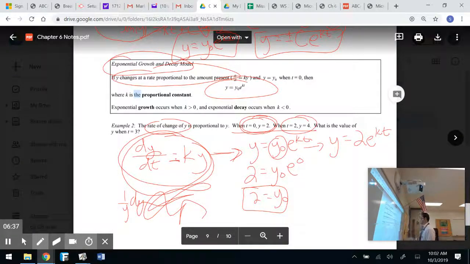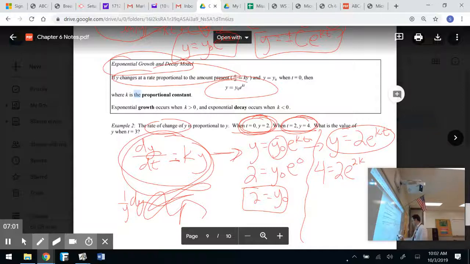And they just ask, hey, when t equals 2 and y equals 4, what's the value of y when t equals 3? Well, let's just keep on using some of these conditions that they gave me. What am I trying to do now? Here, I'll break it off right there. y equals 2, I'm using the 2 from that spot right there, right? And it's e, and that'd be 2k, because k times 2 is 2k.